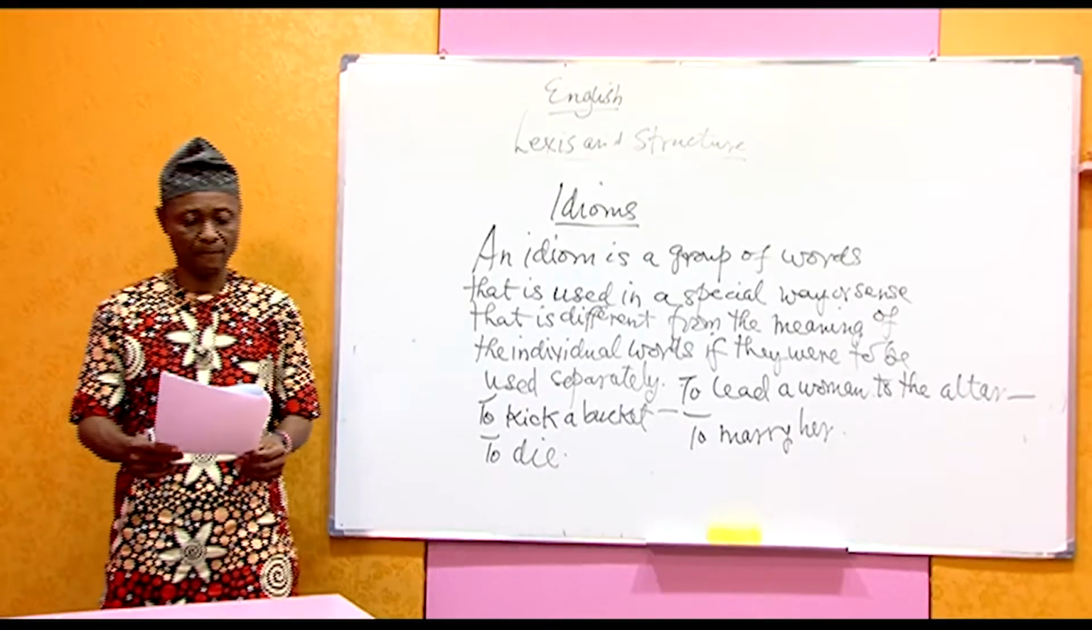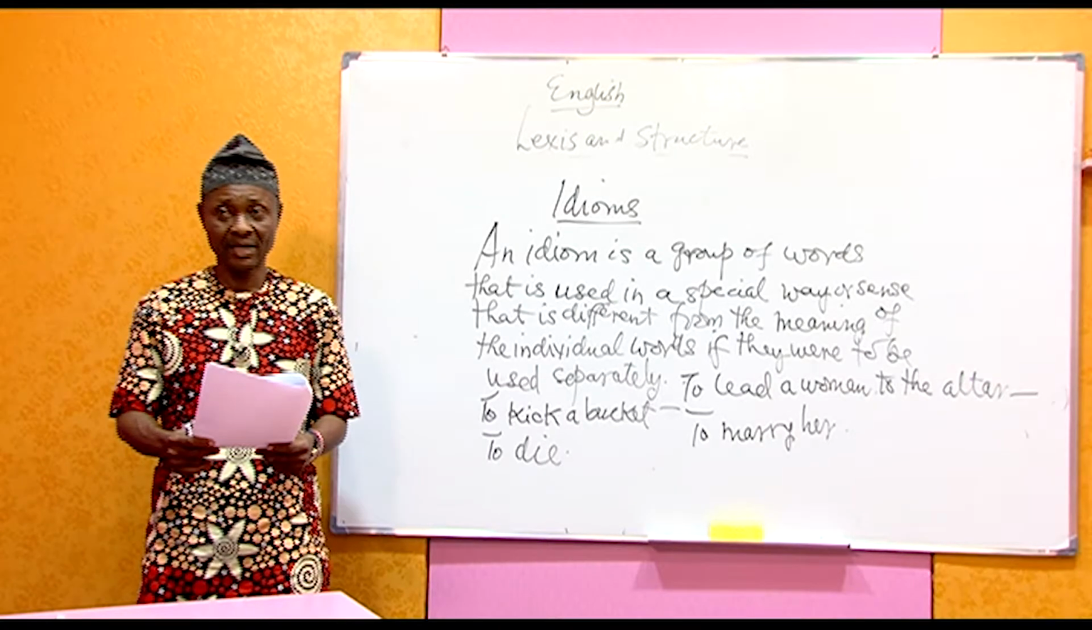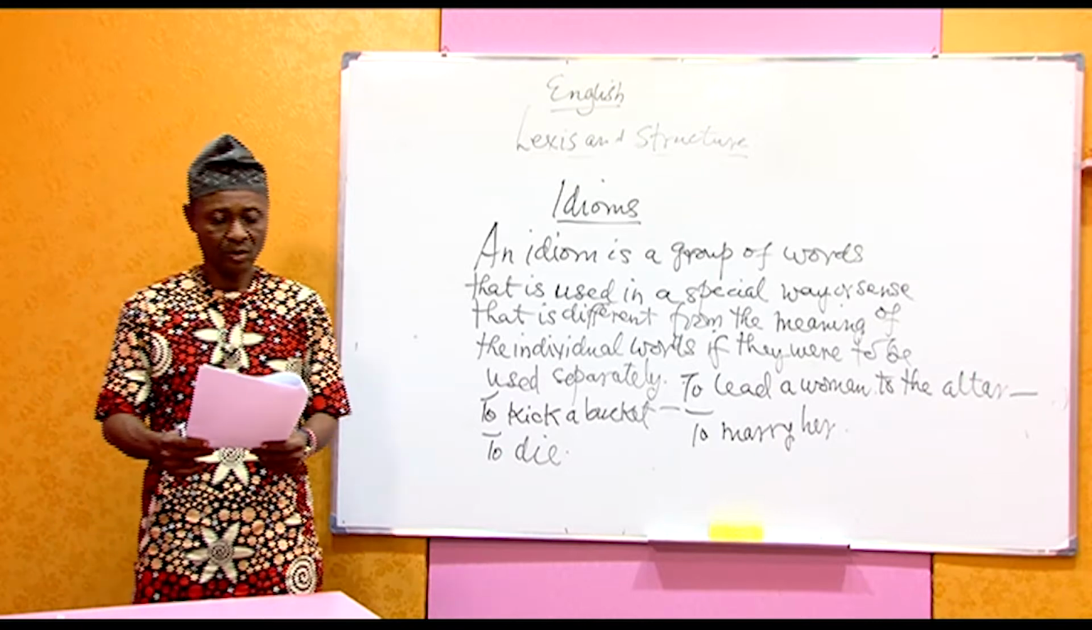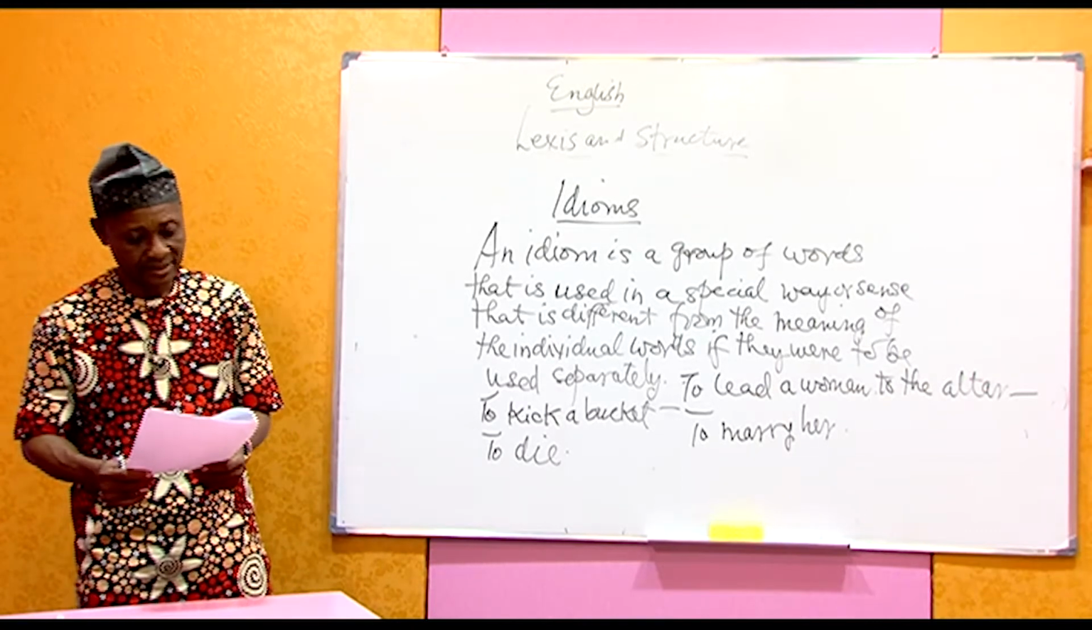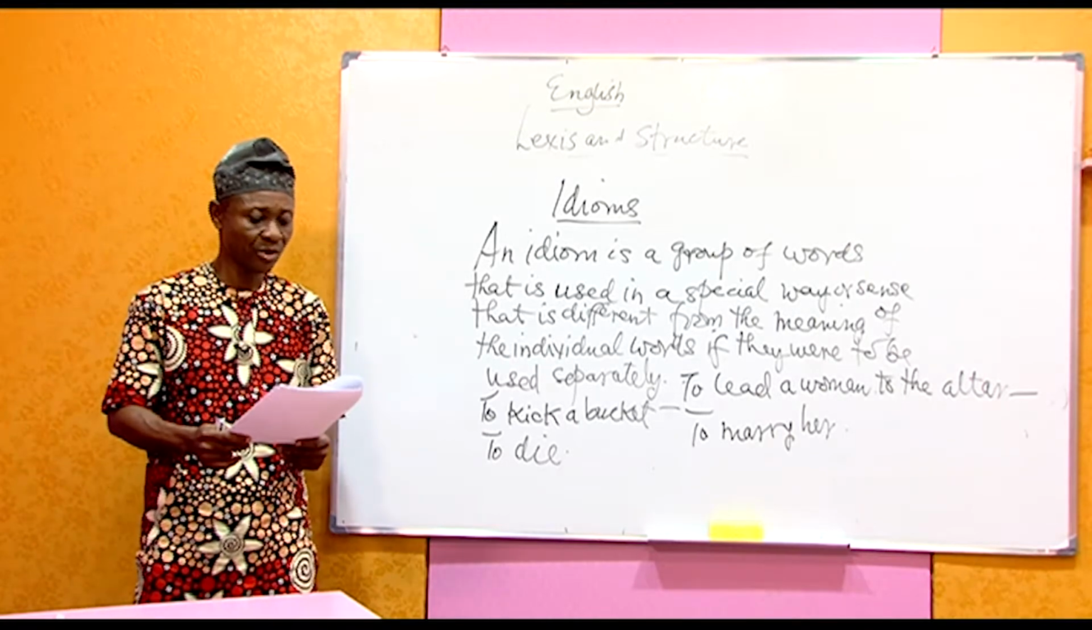Question 23. He was given the boot by the chairman. This means that he was A, offered a pair of boots. B, promoted. C, sacked. D, sent to buy books. Option C, which is sacked, is the appropriate answer to that question, because to give the boot means to sack someone from his employment.